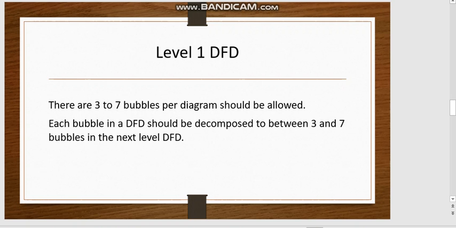So what we have seen is that at each level, apart from the context diagram, there will be only 3 to 7 bubbles. If you keep fewer than 3 bubbles, it will look very clumsy, and if you keep more than 7 bubbles, it will not be very clear. So we always have to keep the bubbles between 3 and 7.